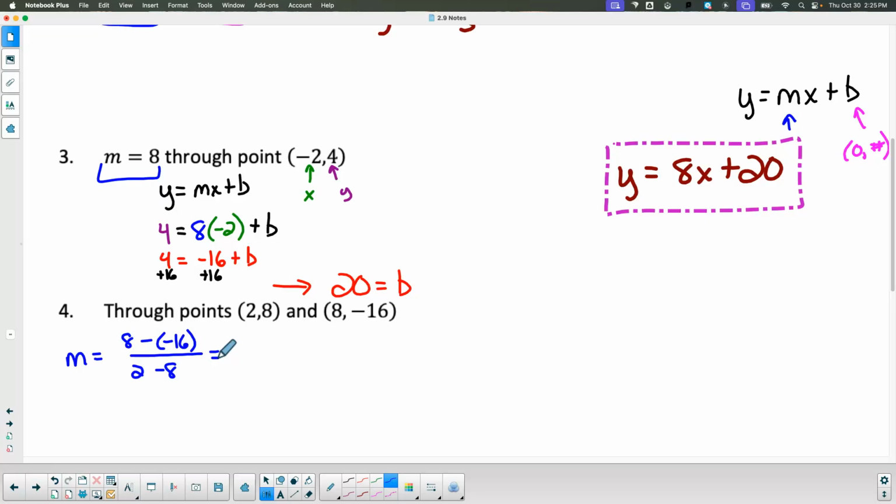24. 95% of you have a calculator in front of you. Okay? 8 minus -16, Piper is? 24. 2 minus 8 is -6. 24 divided by -6 is -4. So my slope is -4. Now we found the slope. Now it becomes a problem just like we did in number 3. Which point do we want to use?